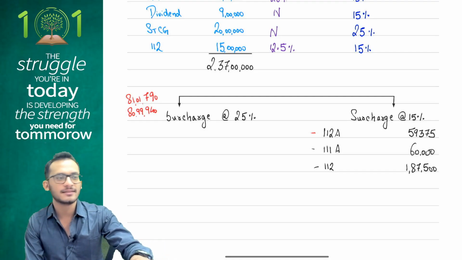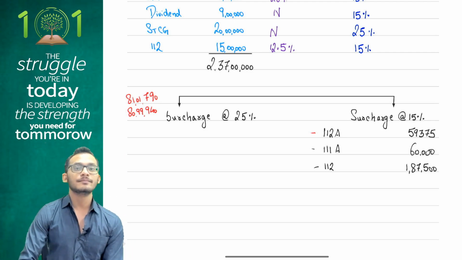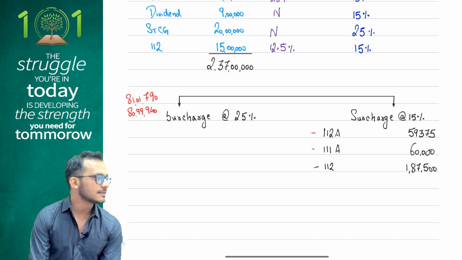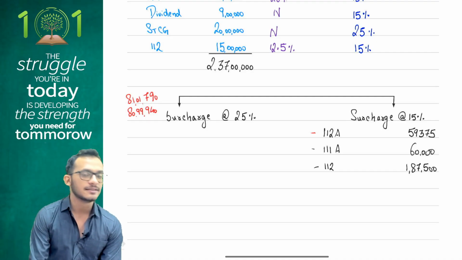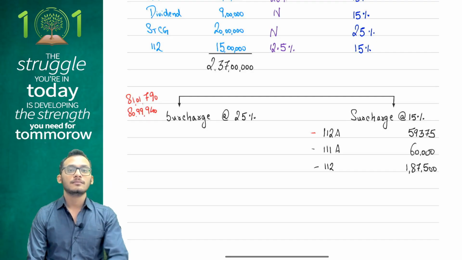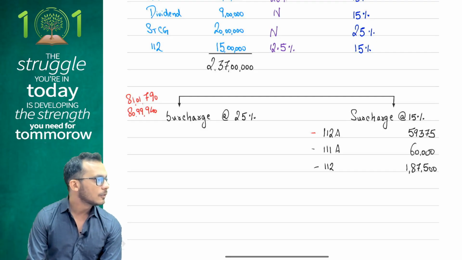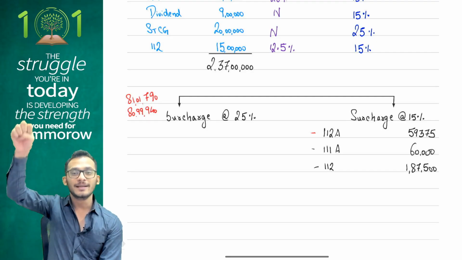But I want you to look at this carefully, people. On my PGBP income, what is my surcharge rate? 25. On my PGBP income, my surcharge rate is 25, whereas on my dividend income, my surcharge rate is 15%. Which means if I tax more PGBP, my surcharge will be more. And if I tax more dividends, my surcharge will be less.